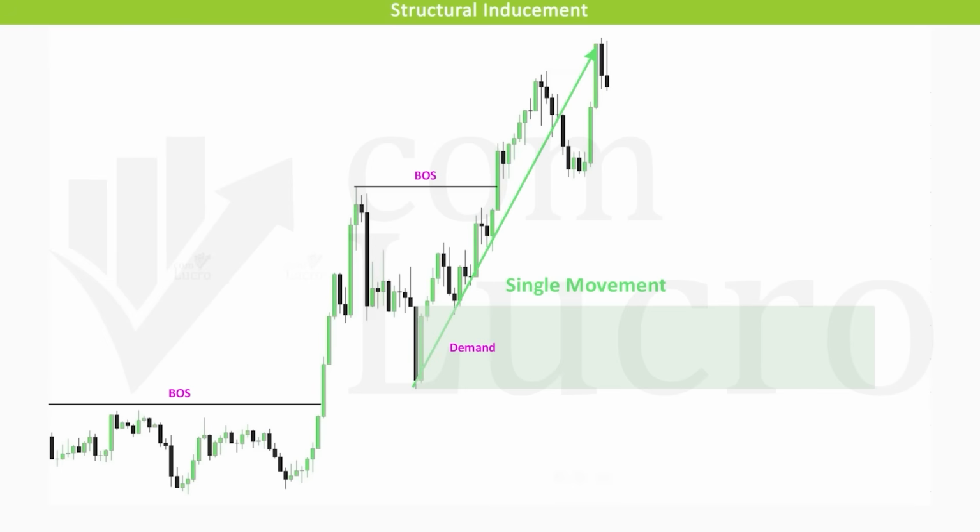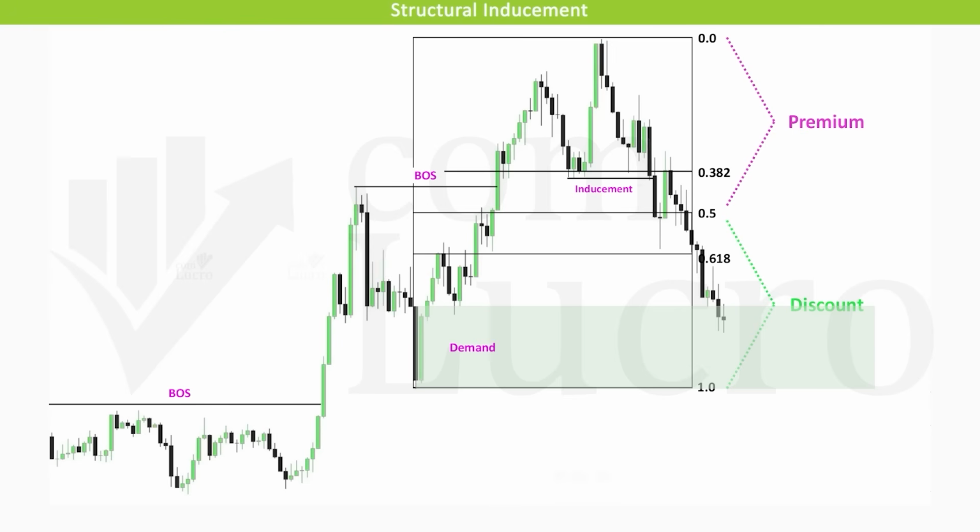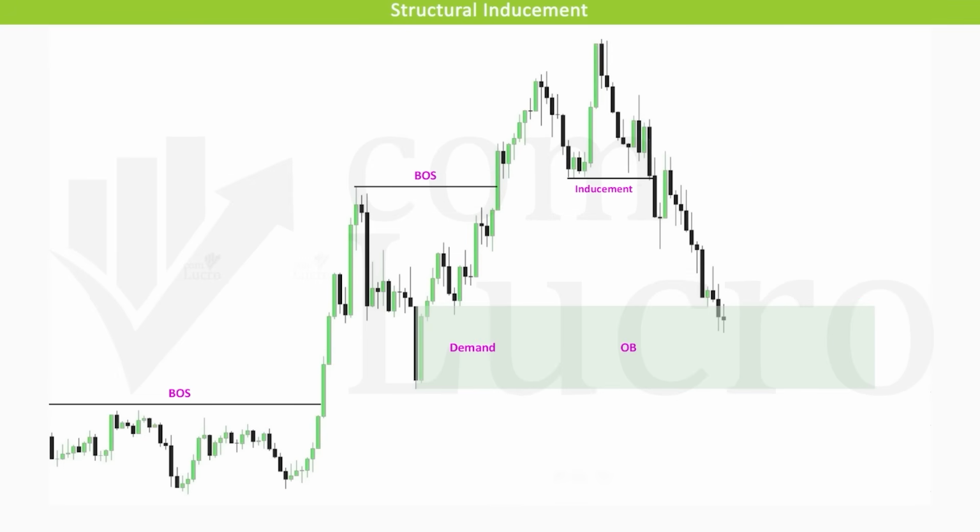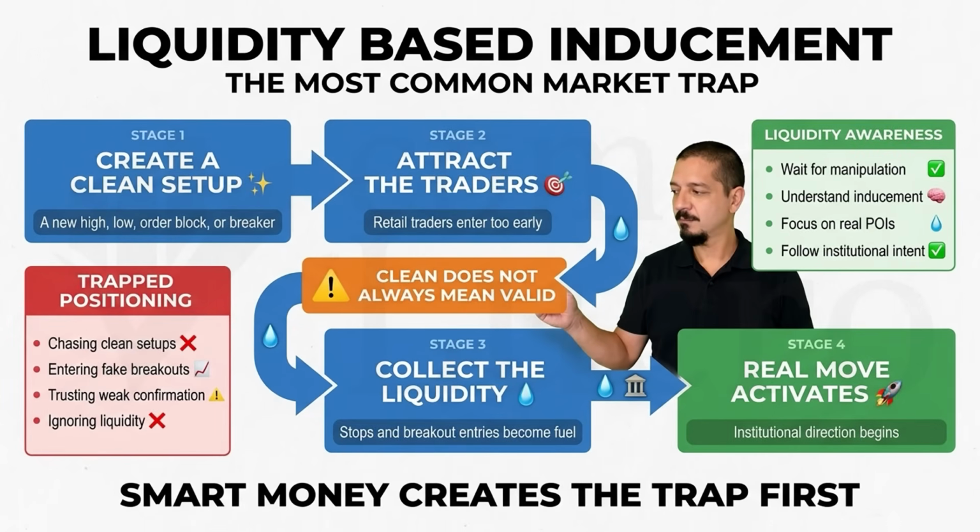The ideal scenario in a bullish trend is to wait for price to retrace into the 50% level or deeper, where price enters the discount zone. This is where real institutional buying is more likely to occur, and where you avoid becoming liquidity for inducement moves. Understanding this helps you avoid fake structure breaks, recognize liquidity-driven pullbacks, and stay aligned with the real direction of the market. Now let's move on to the second type of inducement.